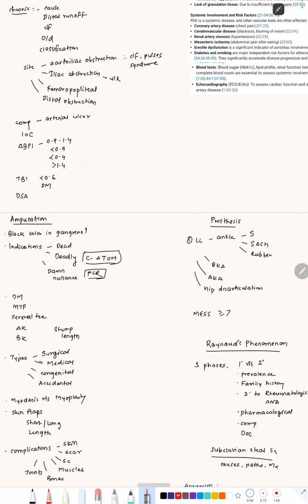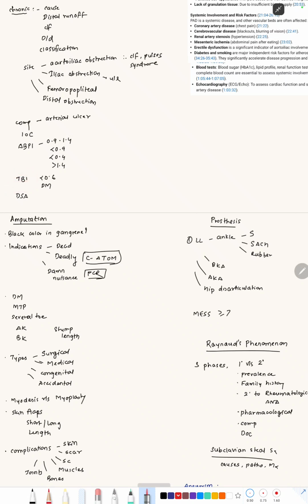There is ischemic rest pain, and plus minus ulceration or gangrene can happen. If ABPI value is more than 1.4, now this can be seen in case of diabetes mellitus, calcification, or sclerosis and chronic renal failure. So in these particular cases, we go for toe brachial pressure index.